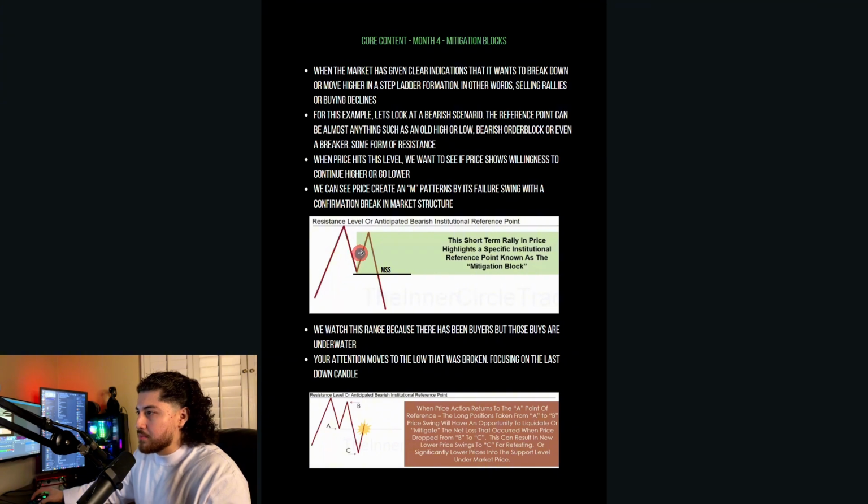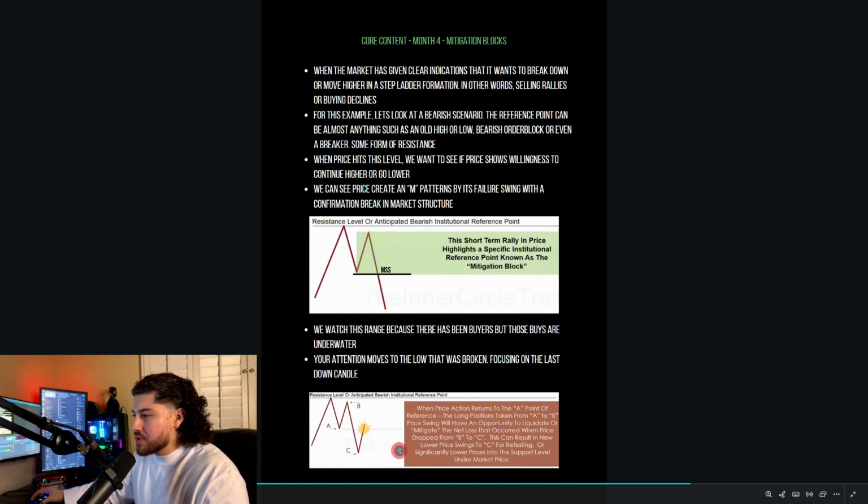So as you can see here, from this push on up, before price went lower, this will be the mitigation block. We watch this range because there has been buyers, but those buys are underwater. Your attention moves to the low that was broken, focusing on the last down candle. When price action returns to the A point of reference, the long positions taken from A to B price swing will have an opportunity to liquidate or mitigate the net loss that occurred when price dropped from B to C. This can result in new lower price swings to C for retesting, or significantly lower prices into the support level under market price.